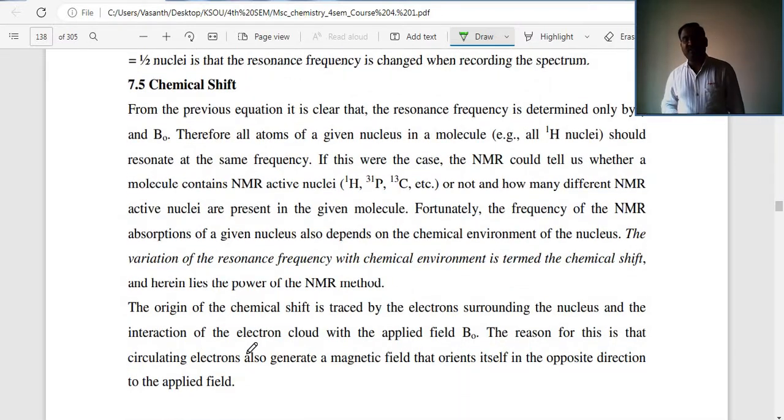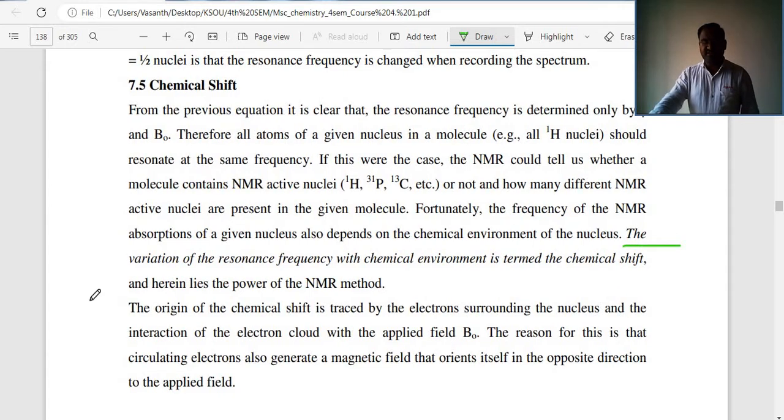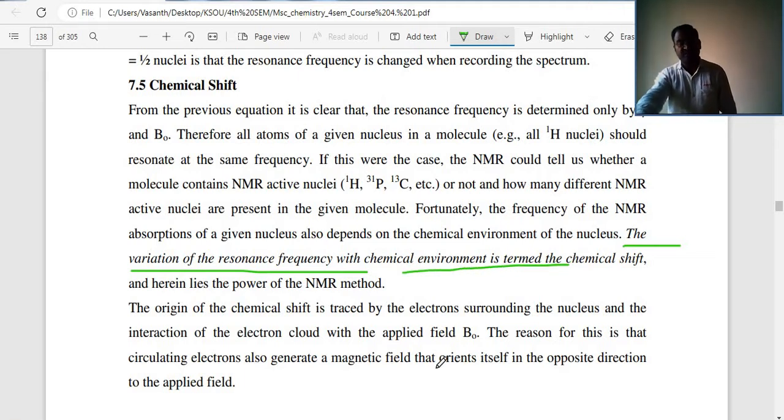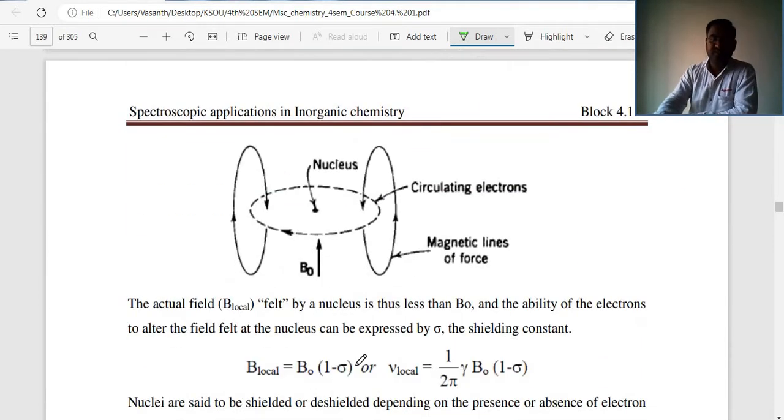Next, a very important concept is chemical shift. The variation of resonance frequency with chemical environment is termed as the chemical shift.